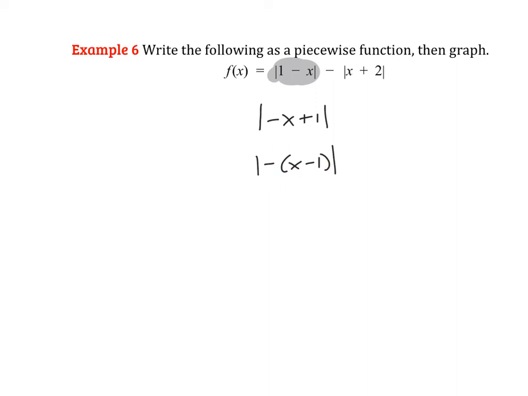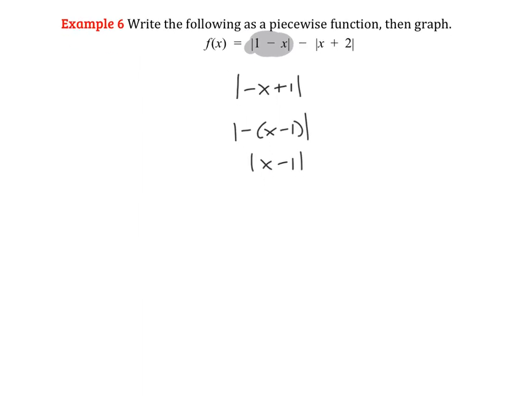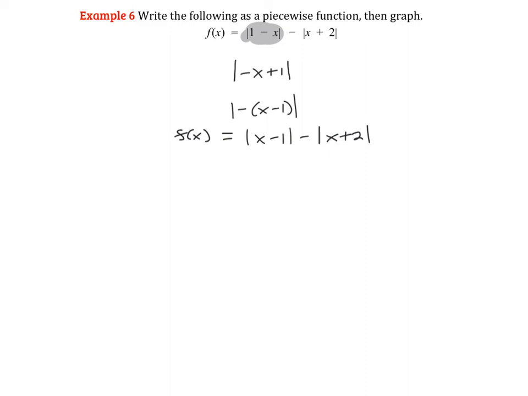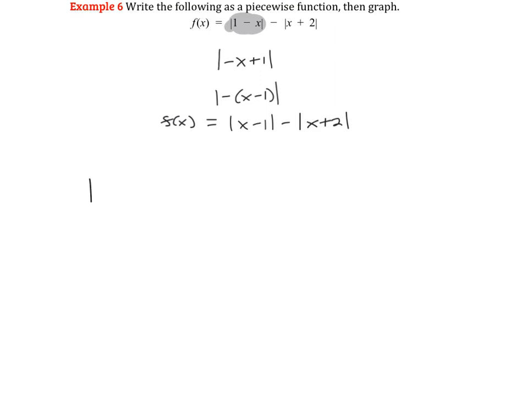Now we can simplify this, because this is saying negative 1 times x minus 1, and we know that the absolute value of negative 1 is just positive 1. So this will actually simplify to this. So I'm going to be using this in my function, and then this. This will make it a little bit easier for us to define our different portions. Okay, so again, we're going to do absolute value of x minus 1, and then we're going to subtract the absolute value of x plus 2.